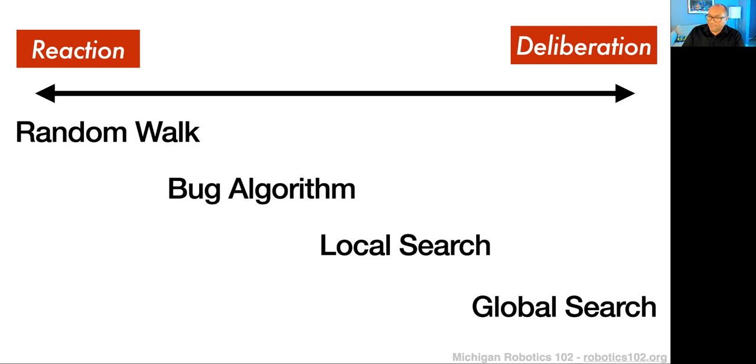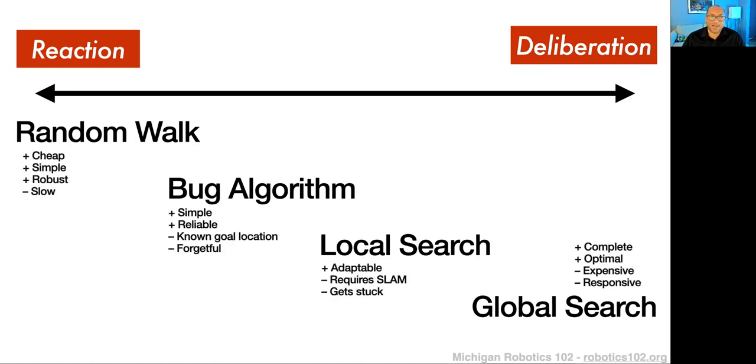all the way to completely deliberative systems that have to think through everything before taking an action. That gives us something that's very thorough, but it's going to take much longer to respond. All of these algorithms have their pros and cons, going from something that is simple and cheap, and can be made robust, to something that is complete, optimal, thorough, but slow to respond. And so this really gets us to our reaction deliberation trade-off. Each of these has pros and cons, and there's a number of algorithms along this entire spectrum between reaction and deliberation.